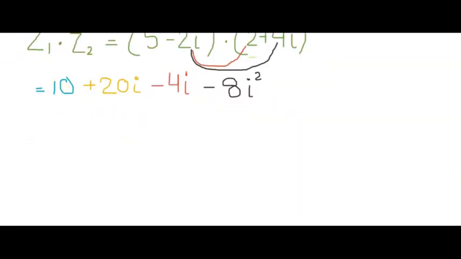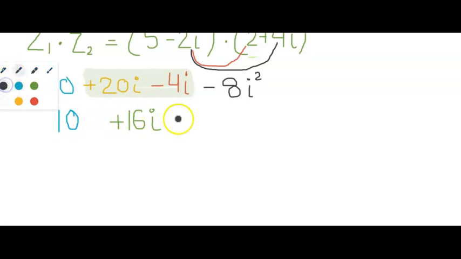To simplify, if we have a look, these two terms are pretty much the same. It's 20i minus 4i. So 20i minus 4i is going to be plus 16i. Why plus 16? Why not minus 16? Because the bigger number has a positive sign. This 10 I will copy as it is. And that is a minus 8. I got minus 8 times i squared, and we know the value of i squared.